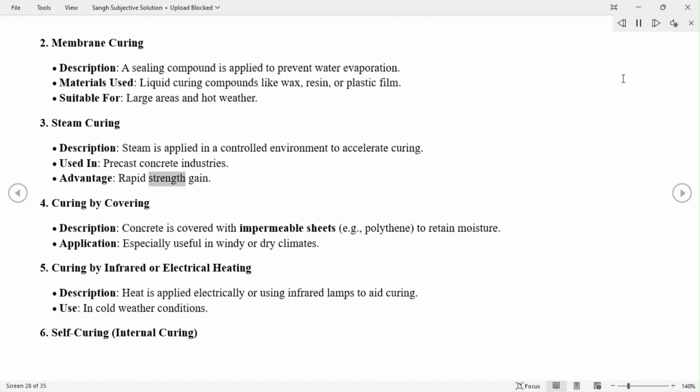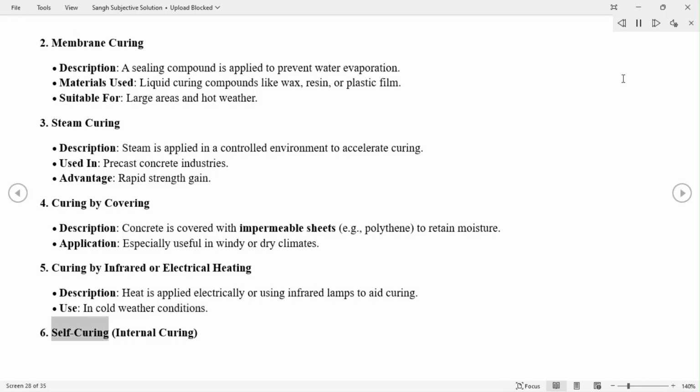Advantage: rapid strength gain. 4. Curing by covering. Description: concrete is covered with impermeable sheets, for example polythene, to retain moisture. Application: especially useful in windy or dry climates. 5. Curing by infrared or electrical heating. Description: heat is applied electrically or using infrared lamps to aid curing. Use: in cold weather conditions.